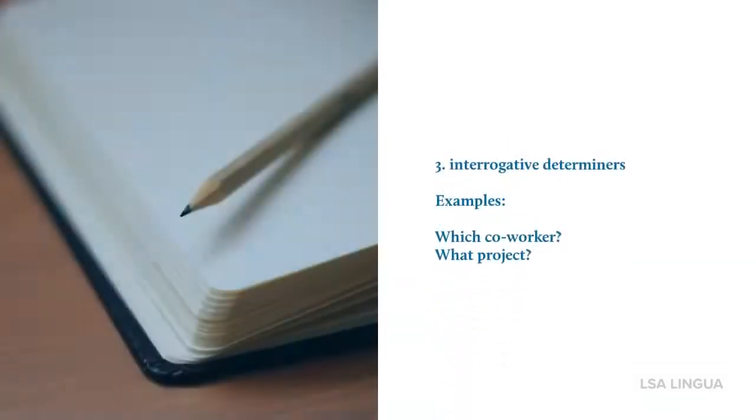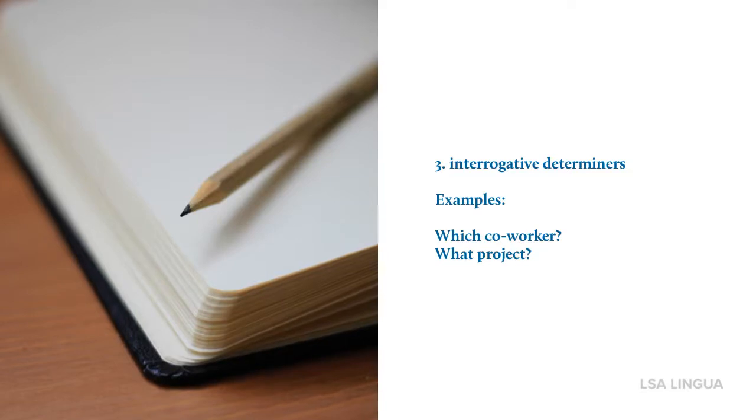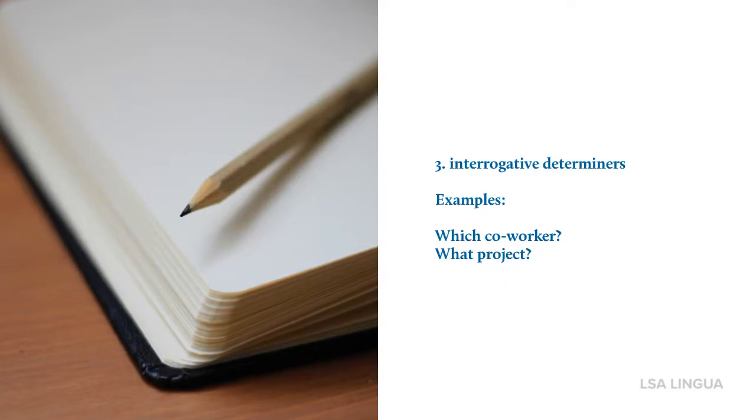Interrogative determiners. Question words like which and what are placed in front of the noun to ask a question. Examples: which coworker? What project?